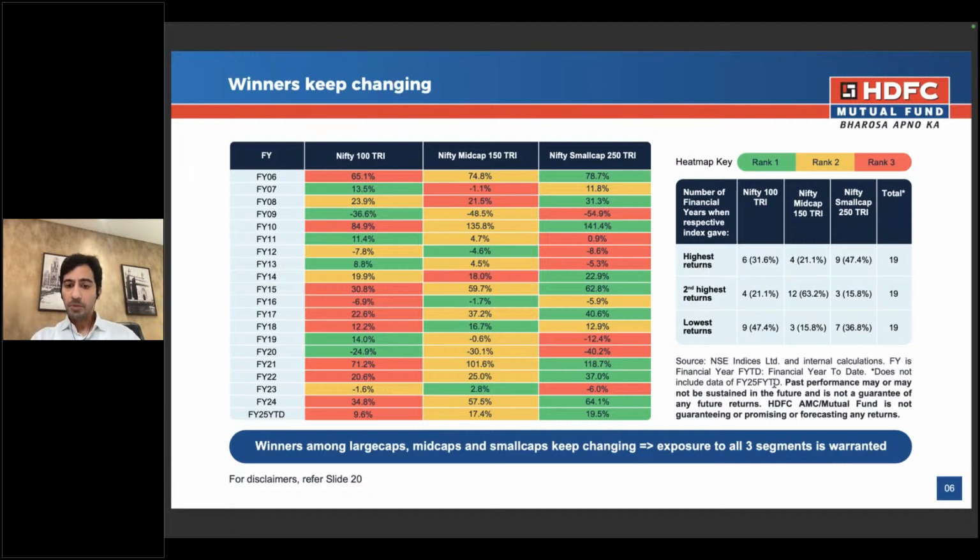So because it's very difficult to know which segment will do well, multi cap investing solves that problem, because you get exposure to all the segments in one product. So you do not have to spend time and energy trying to guess which sector will do well next year. You get exposure to all three in one product.